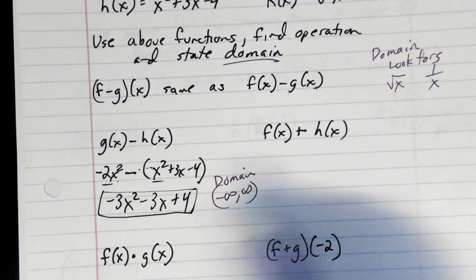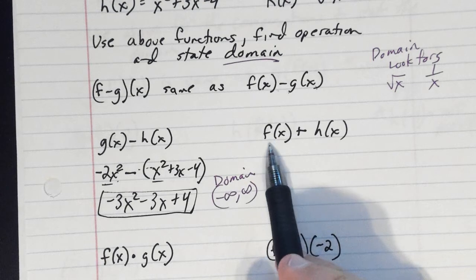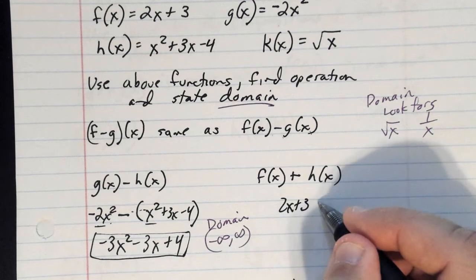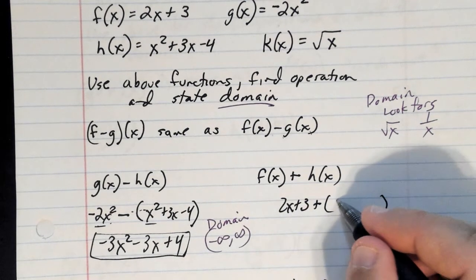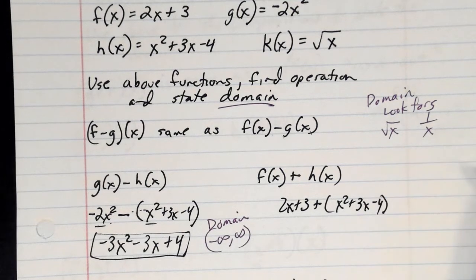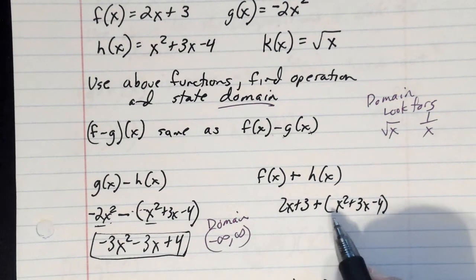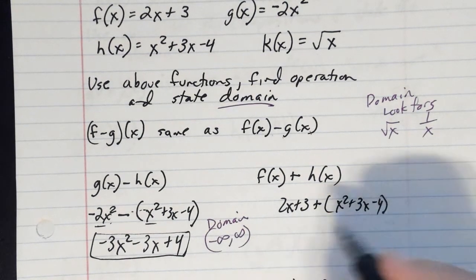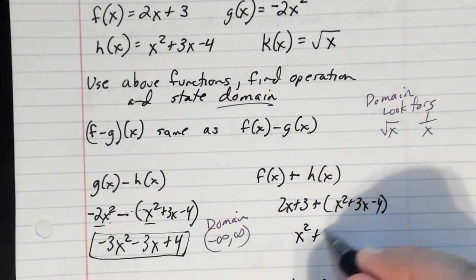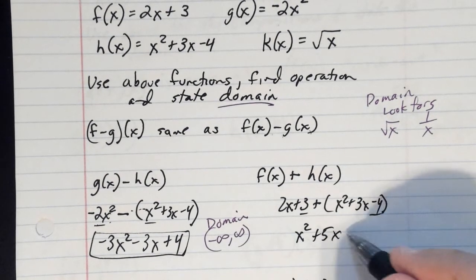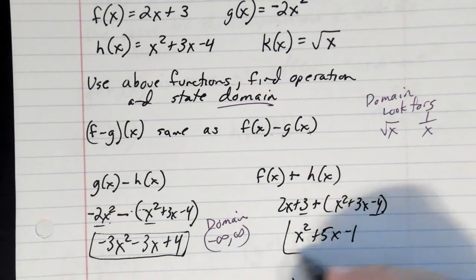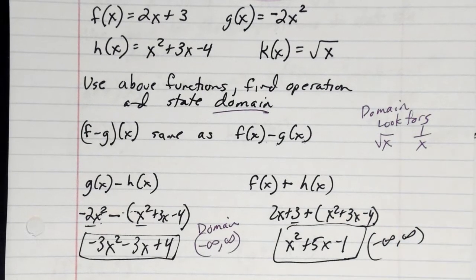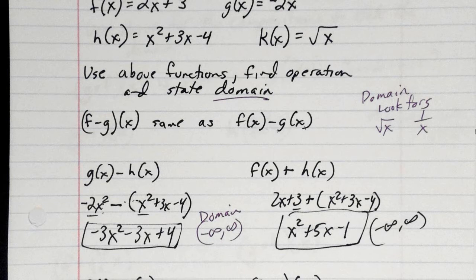Done. Okay, so now we're going to add f of x plus h of x. So f of x, 2x plus 3, plus x squared plus 3x minus 4. If you notice, I still did the parentheses, but when I distribute the plus sign, it's not going to change any signs. So I'm going to combine like terms, which would be x squared plus 5x, and then negative 3 minus 4 is negative 1. So there is my answer to the addition, and the domain again would be all real numbers because there is no square root and no x in the bottom. Okay?